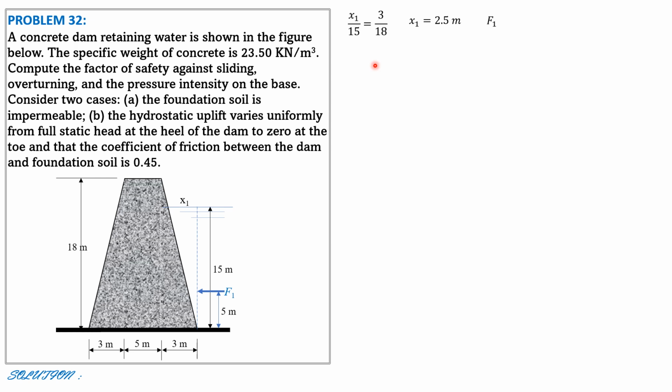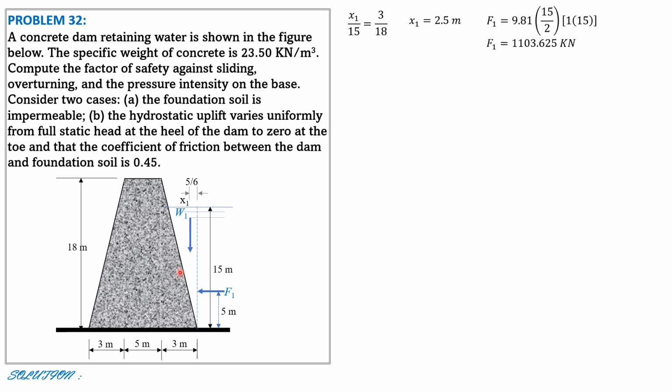Therefore for F1, it is gamma bar H area, gamma of water 9.81, bar H is half of 15. The area is rectangular, 1 meter wide by 15, so 1 by 15. So F1 is equal to 1,103.625 kilonewtons. Another way of computing F1 is to draw the pressure diagram, and it is equal to the volume of the pressure diagram. It will give us the same answer. Then for W1, this distance is 1/3 of x1 or 2.5 over 3, so that's 5 over 6 meters.